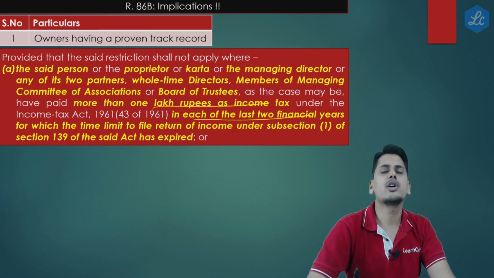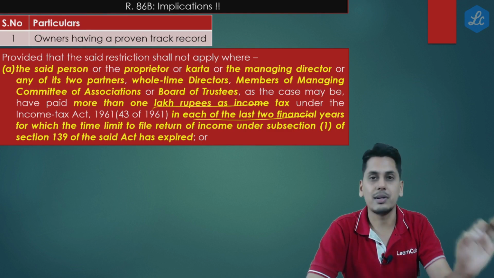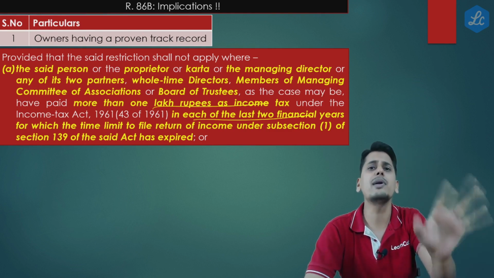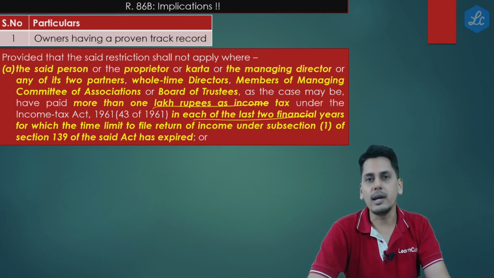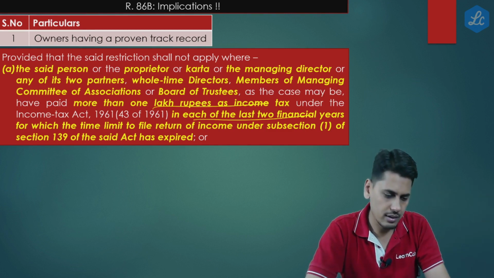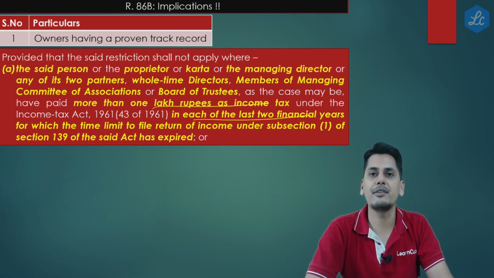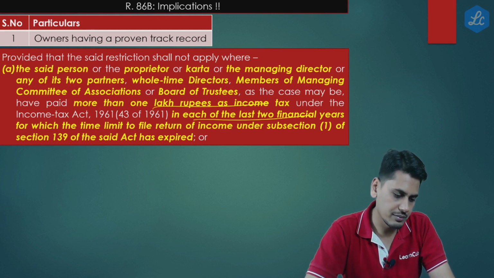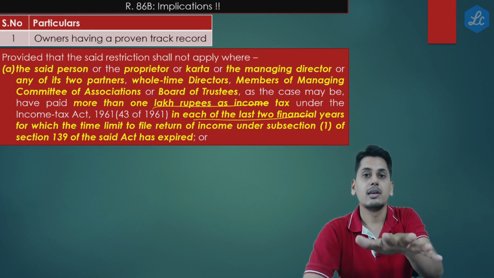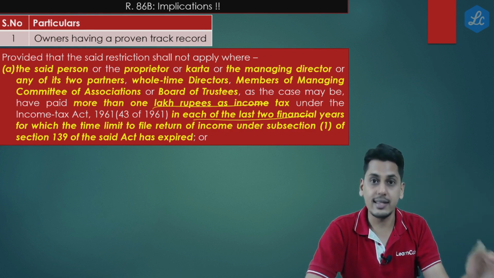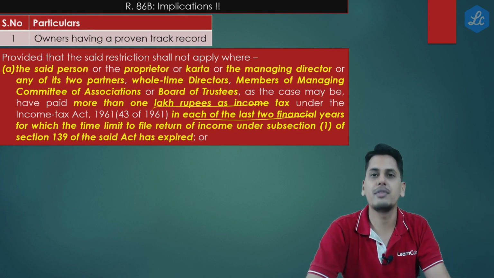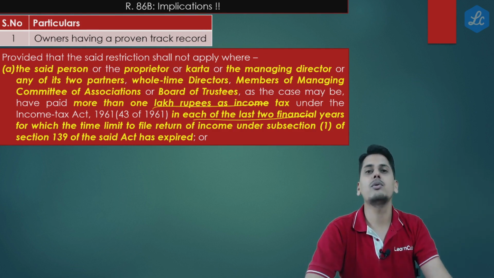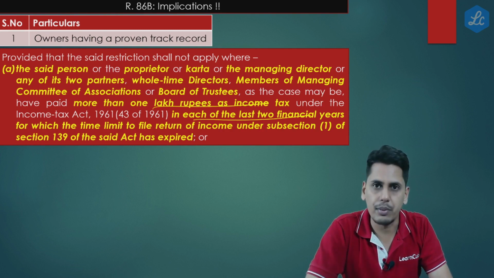So friends, in short, it is trying to tell you, let's suppose it is speaking about a company which is a registered person, so the company itself, or the proprietor, if it is a proprietary concern, or the karta, if it is a Hindu undivided family, or the managing director, if it is a company. So as regards a company, if either the company has paid income tax exceeding rupees 1 lakh in the last 2 preceding financial years, or the managing director has paid it, if either of the two has paid it, 86B will not be applicable.